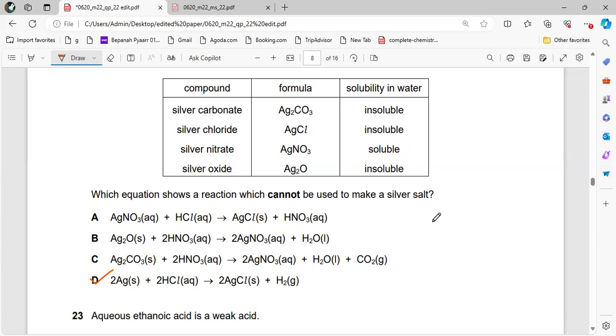Okay. So in all the reactions, if you observe, silver nitrate reacting with HCl, silver oxide reacting with nitric acid, silver carbonate reacting with nitric acid. So all these are silver compounds which are reacting with acids. But in option D, silver metal is directly reacting with acid. So this is not possible. Okay, so option D is the correct option.